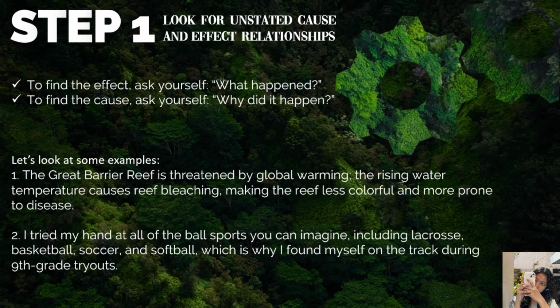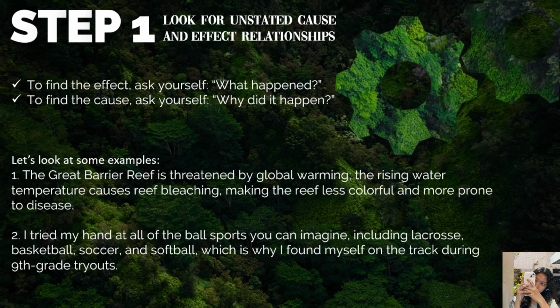To find the effect, we first find out which sentences show what happened in this first example. What do you think about the effect from the first example, Alex? I don't know, miss. Okay, I will tell you. So, the effect is reef bleaching.